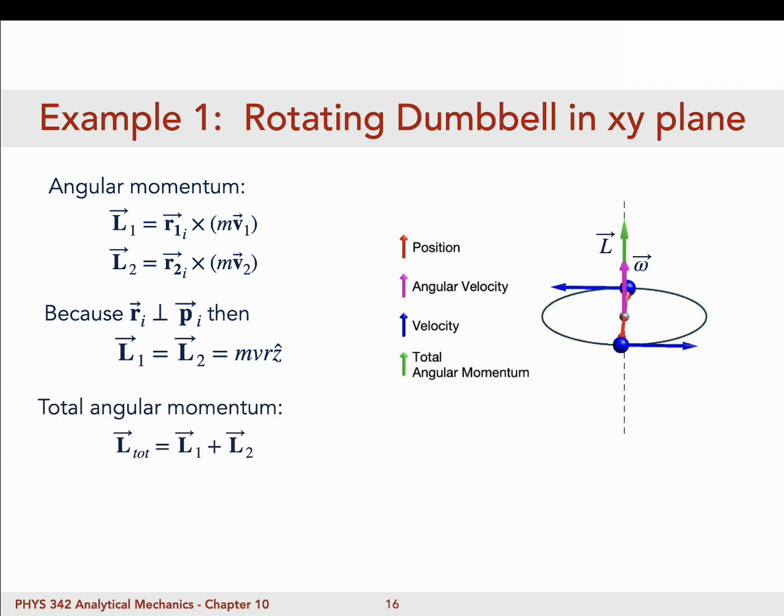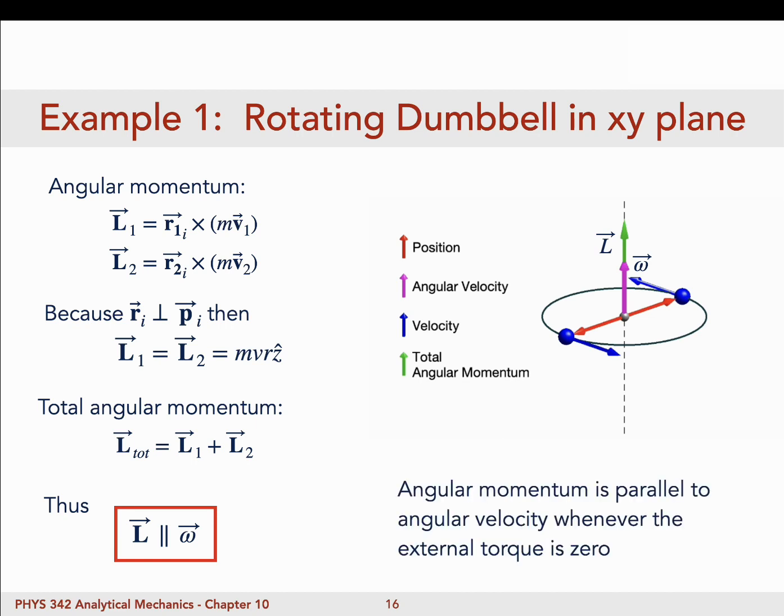Now if you calculate the total angular momentum, you add those two together, and it's going to have just twice the length along the z-axis. So the total angular momentum is just the sum of these two things. We see that the angular momentum vector is in the same direction as the angular velocity vector. Again, we haven't proven this yet, but it turns out that the angular momentum is parallel to angular velocity whenever the external torque is zero. So you don't need a torque to keep this system moving like it is.